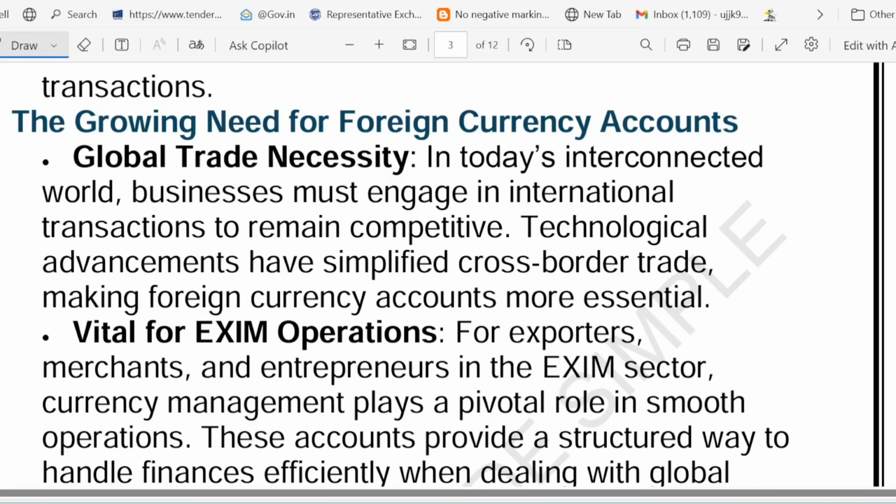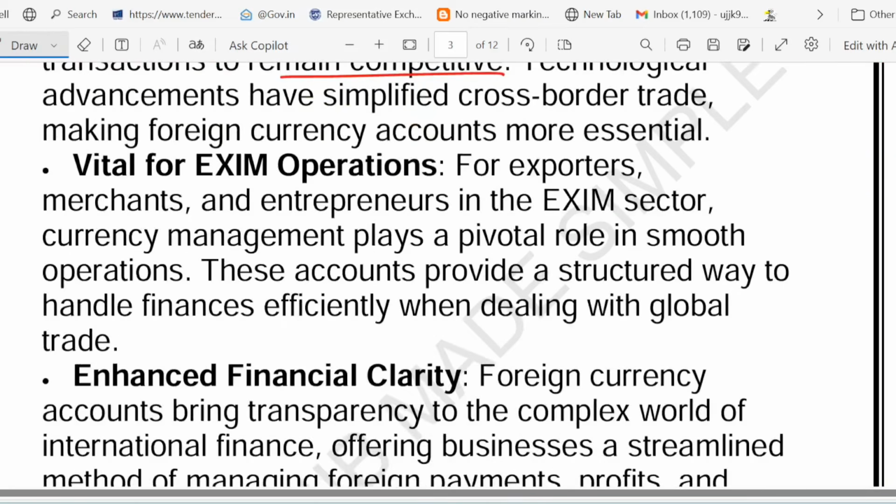First of all, global trade necessity, which means that the world is more connected than ever and businesses must operate internationally to stay competitive. For example, a small coffee roaster in Brazil can now sell directly to cafes in Japan, but needs a way to get paid in yen without losing money on conversion. That is why it is a global trade necessity.